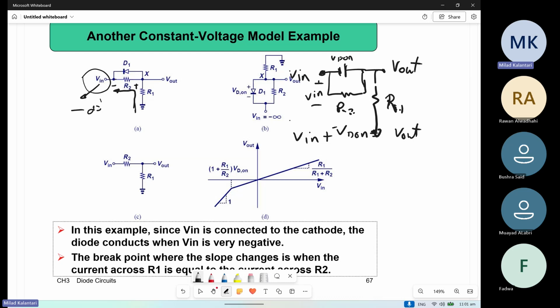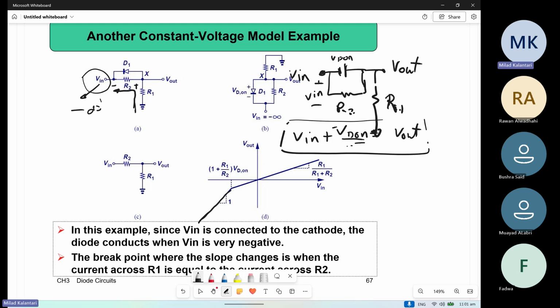But this equation is valid for what? For a very low level of Vin, for very negative Vin, right? So basically Vout is following Vin with some offset. So the slope is 1 for very negative Vin. Vin and Vout, the slope is 1. Is that clear?